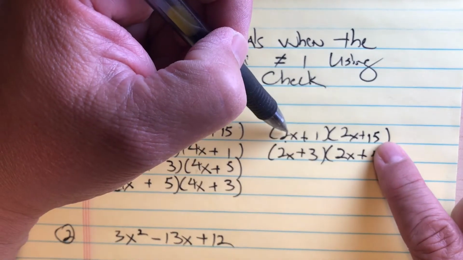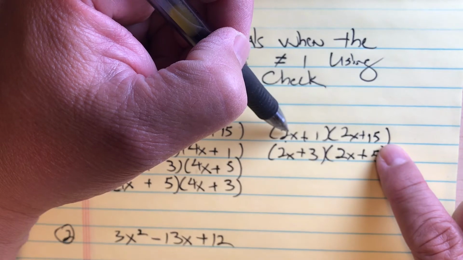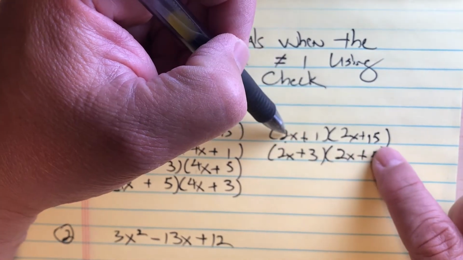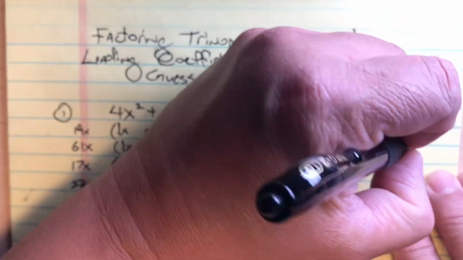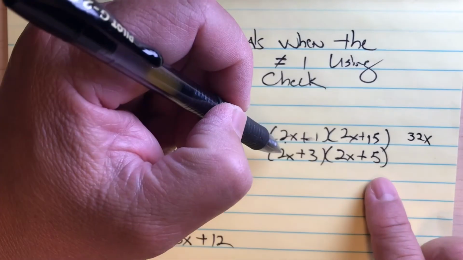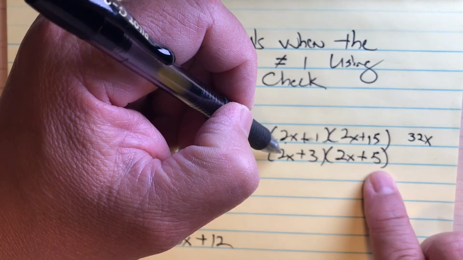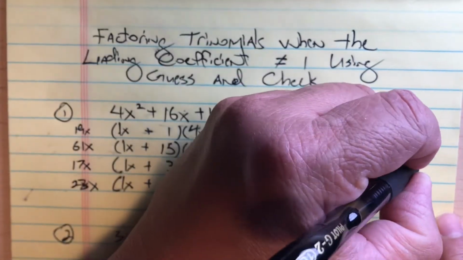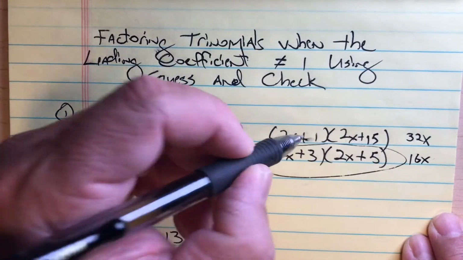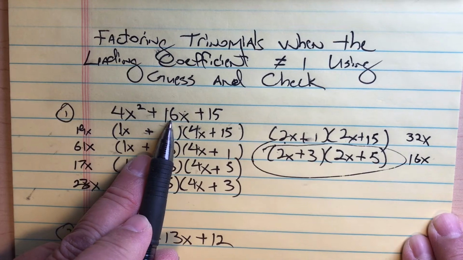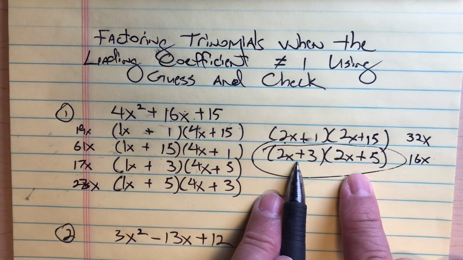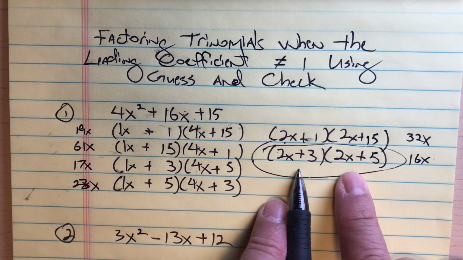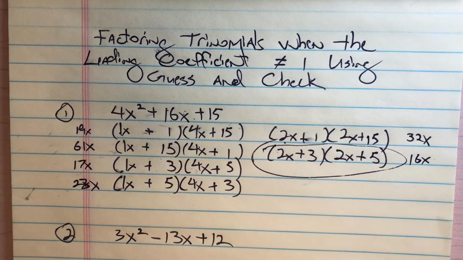So that's 2x times 15 is 30x. 1 times 2x is 2x. So 30 and 2, 32x. That's not it. That's 10. And that is 6. 10 and 6 is 16. That'll be 16x. And that is it. So 4x squared plus 16x plus 15 will factor into this. Okay? So I factored the trinomial into the product of two binomials using guess and check.